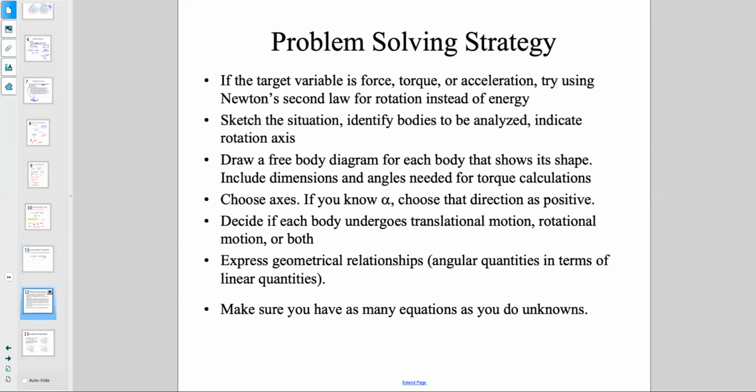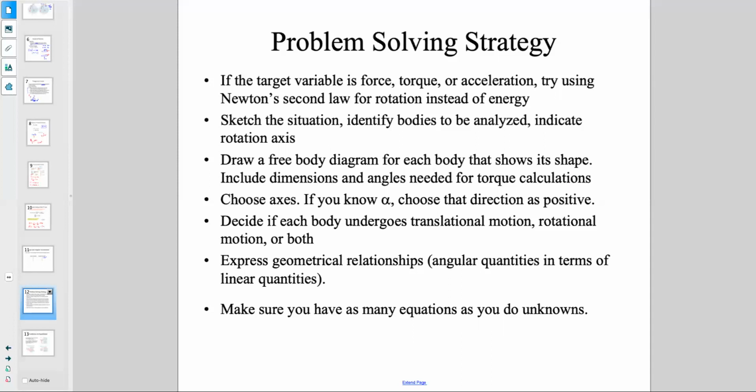So, problem-solving strategy. First, if the target variable is force, torque, or acceleration, try using Newton's second law for rotation instead of energy. So start with the second law first. Second, sketch the situation, identify bodies to be analyzed, and indicate the rotation axis. Third, draw a free body diagram. It's always a good practice to do that, always. It shows the shape and includes dimensions and angles needed for the torque calculations.